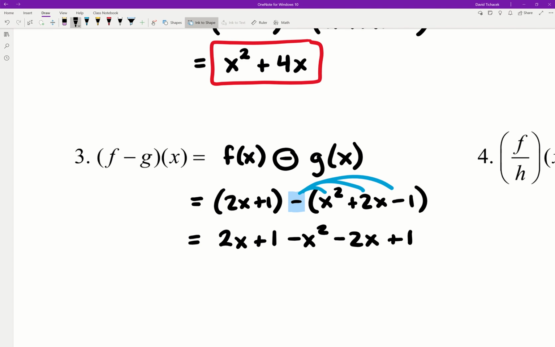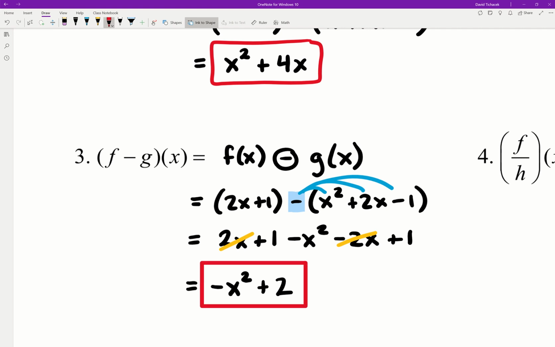And then after that, it's just a matter of combining like terms. I'm going to write this in standard order. So negative x squared comes first. Then we have 2x minus 2x. That simply makes 0. So those are going to cancel out of the problem here for us. But then we have those constants to combine. So 1 plus 1, that of course makes 2. And so this gives us a nice function formula for our new machine.